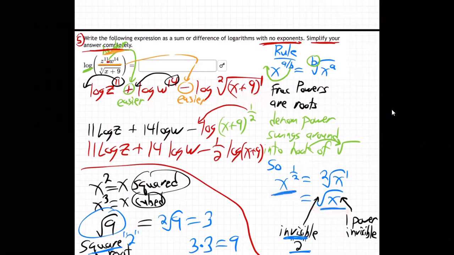So that's what you want to recognize. A square root on x is the same as x to the 1/2 power. Or a square root on x plus 9 is the same as x plus 9 to the 1/2 power. Because again, that 2 can swing around and go in the hook. It's the same thing. And then powers come down to the front of a log. So there is our final answer. I'm trying to box it so you can see it. Clearly, it's not easy to see. There it is. There is the answer to that question.